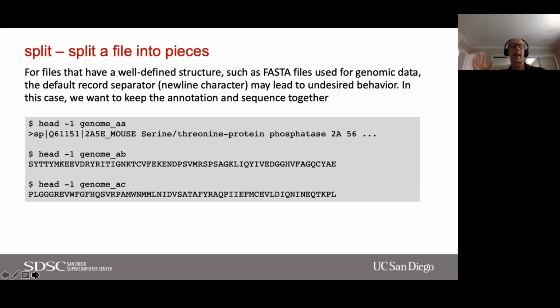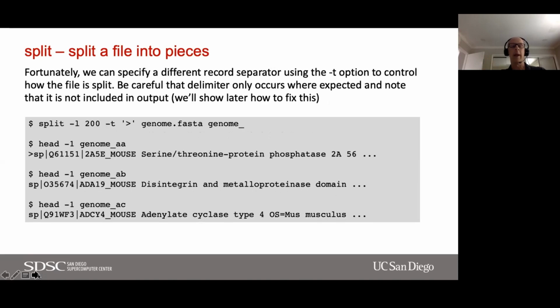So I did this, and the format of the FASTA file is that you have an annotation line. It's going to start with a greater than sign and a bunch of annotation, and then you're going to have one or more lines containing the sequence data. If I look at this case, it is amino acid sequences. So what I can do is I can split on a different record separator, and that's what I'm going to do in this next example.